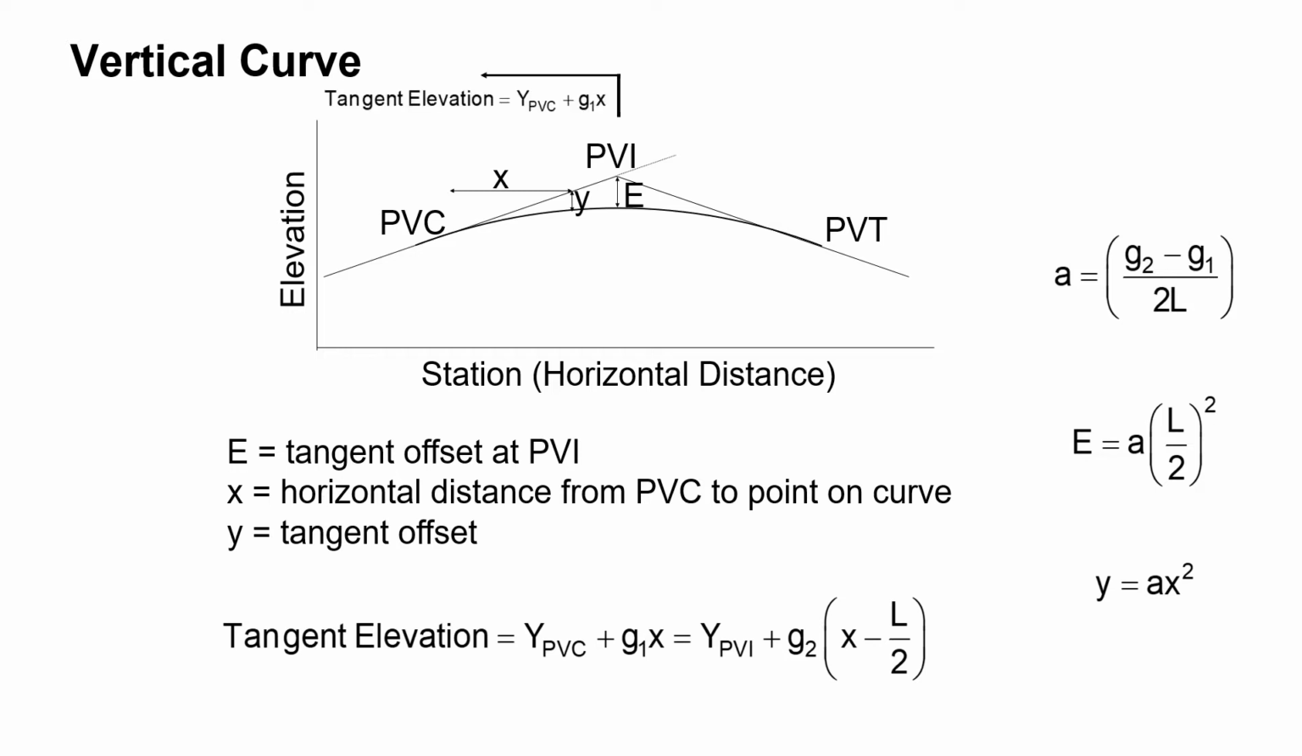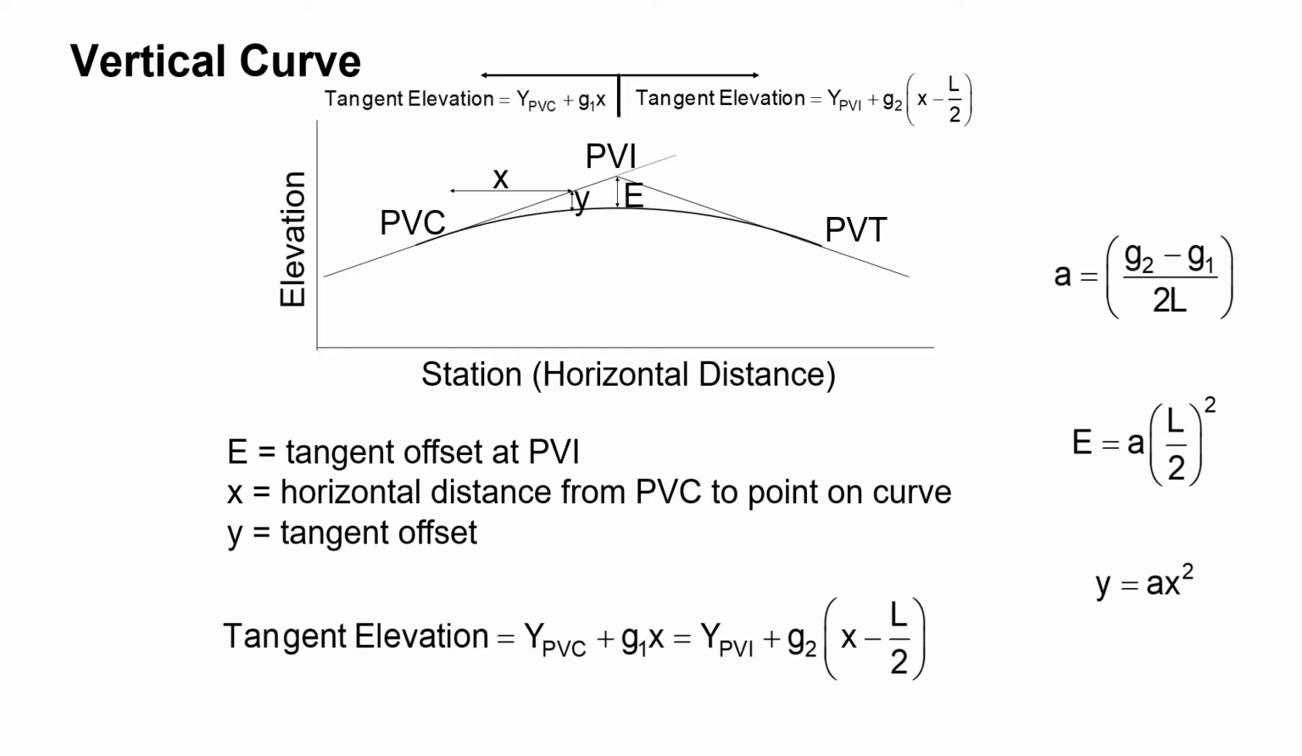On the side of the PVC from the PVI, the equation of the tangent elevation is the elevation of the PVC plus G1 times X. This is just the grade times that length, or that distance X. So not a very complicated equation. And then for the portion from the PVI to the PVT, you start with the PVI elevation and then add G2 times X minus L over 2.